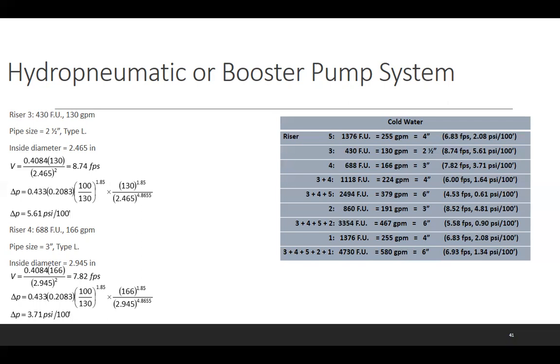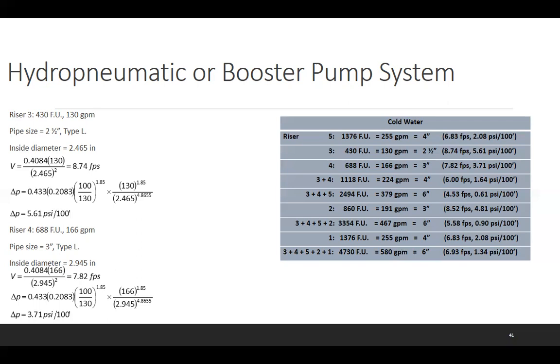Riser 4, 688 FU is 160 gallons per minute. So, pipe size is 3 inches, type L. Inch diameter is 2.945 inches. Velocity is 0.4084 times 166 over 2.945 squared, or 7.82 feet per second.